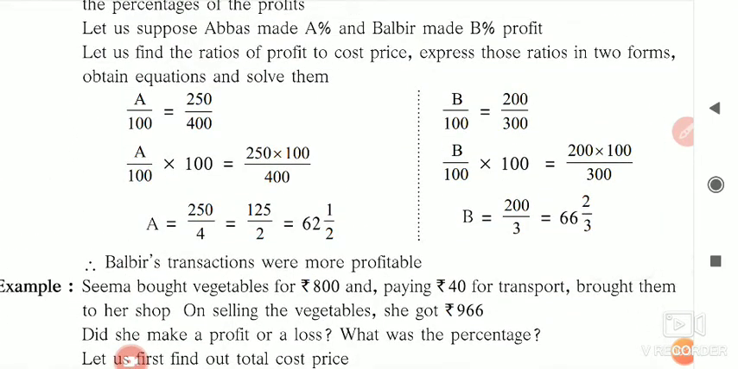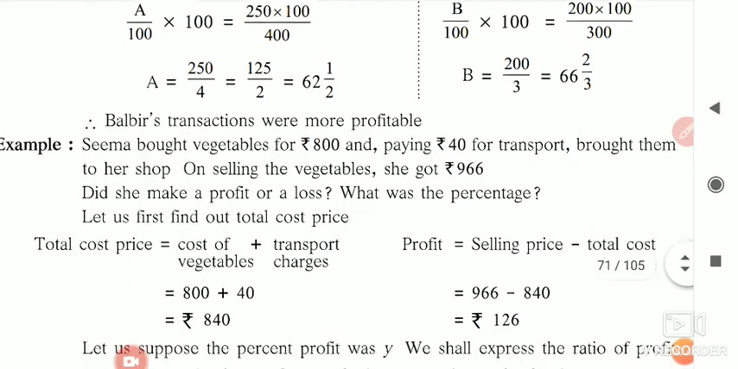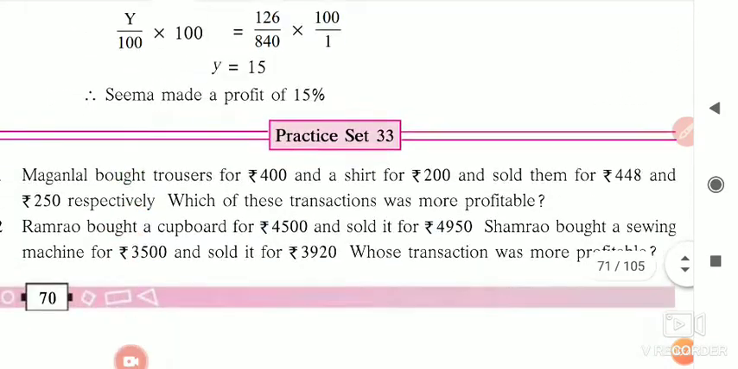Otherwise you can use the formula: profit percent is equal to profit upon CP into 100, and loss percent is equal to loss upon CP into 100.